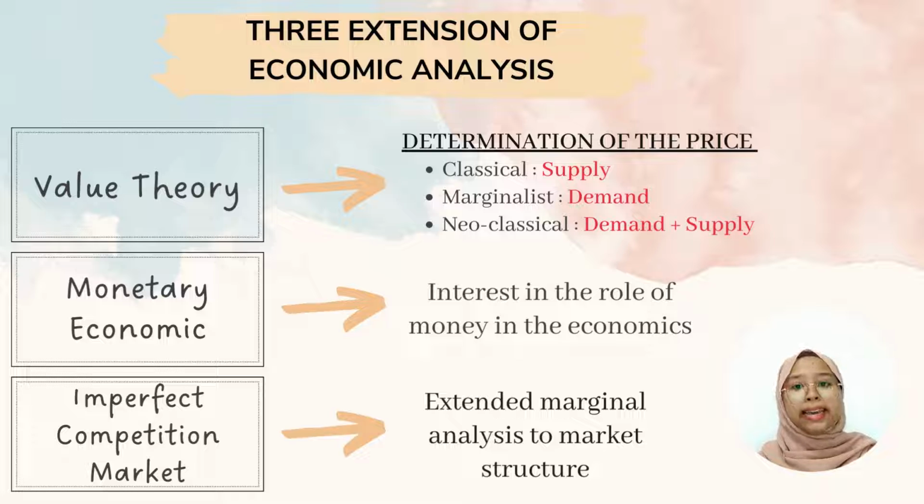The last extension is imperfect competition market. Neoclassical economists extended marginal analysis to market structures other than those of the earlier schools, because before the neoclassical school existed, the classical and marginalist schools only introduced 3 types of market structure, which are pure competition, pure monopoly, and duopoly.